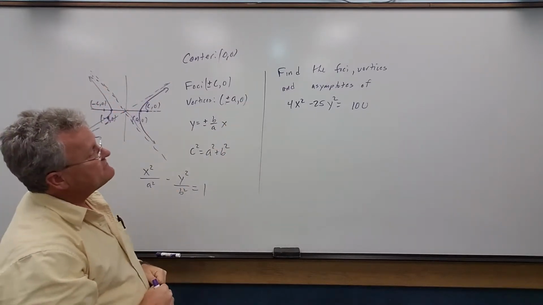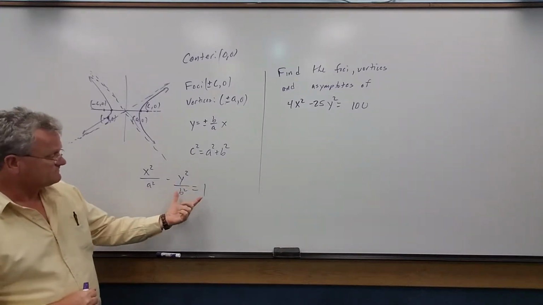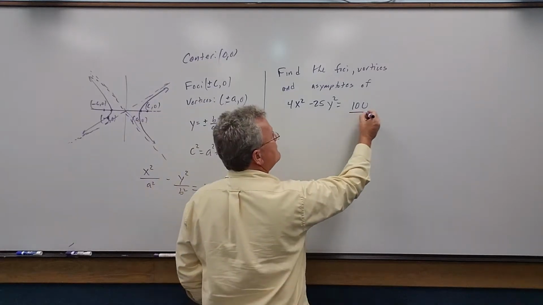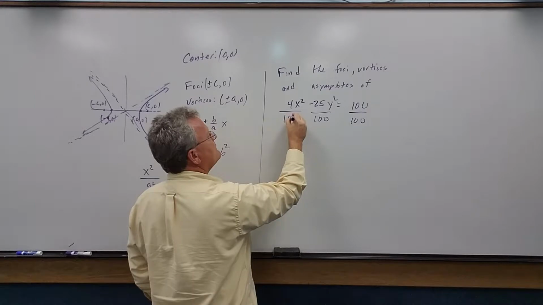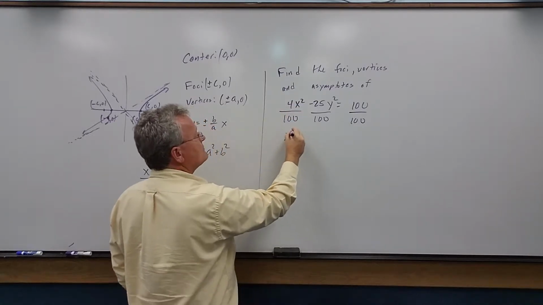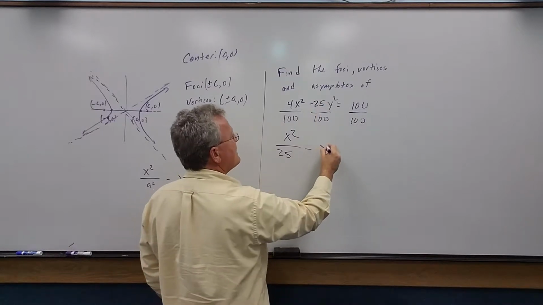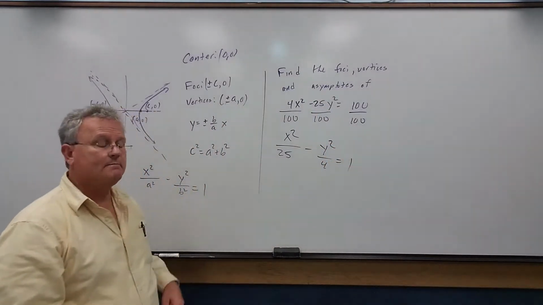So now let's find the foci, the vertices, and the equations of the asymptotes. We want this equal to 1, so we need to divide everything by 100. 4 goes into 100 25 times. 25 goes into 100 4 times, and that's equal to 1.